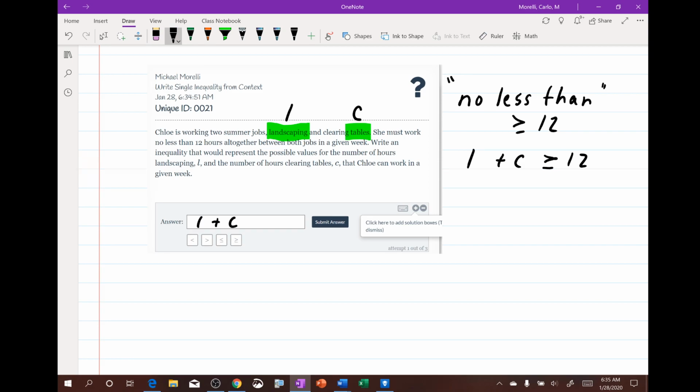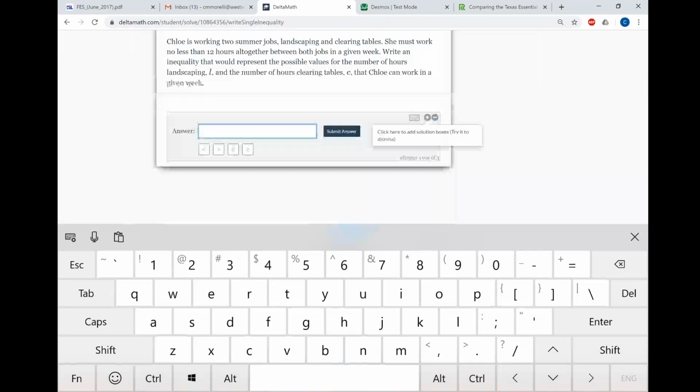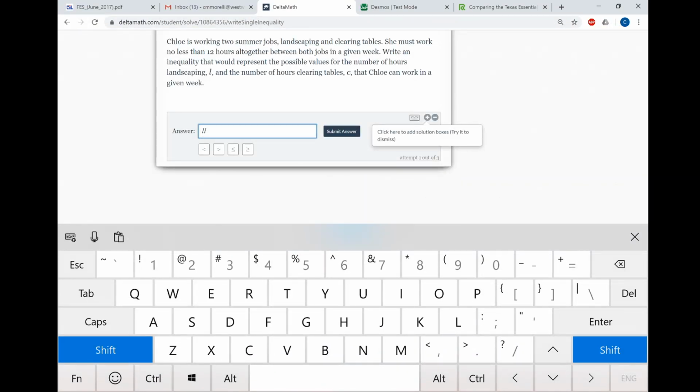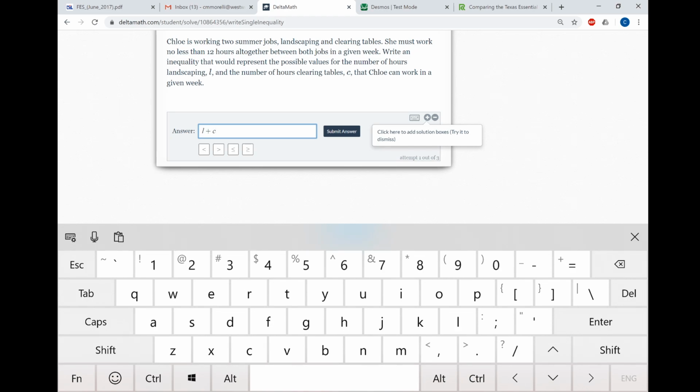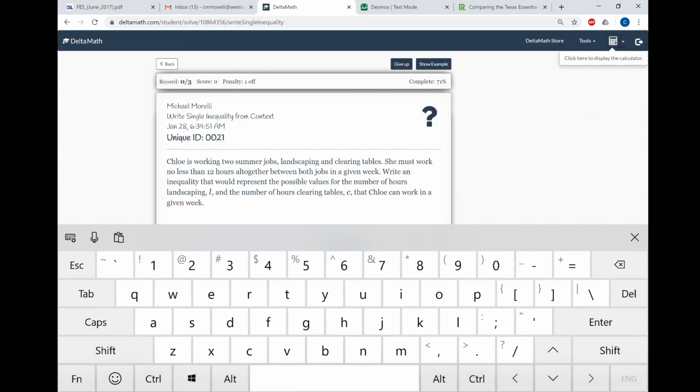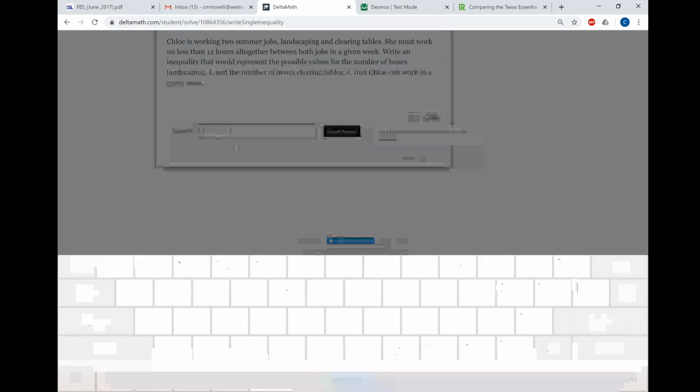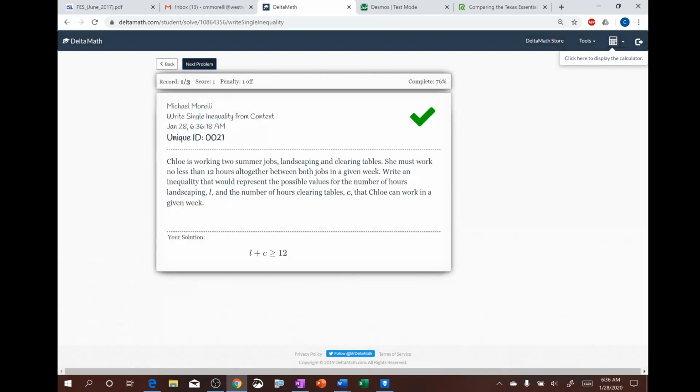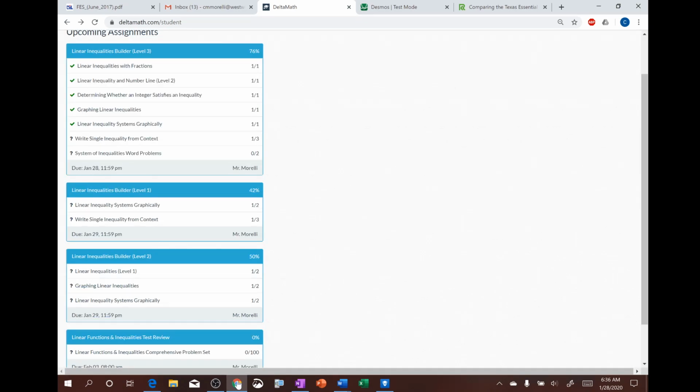L plus C greater than, it's not a 1, it's an L. It's probably not the best letter to choose. Greater than or equal to 12. So we'll go back and put that. L plus C, and then greater than or equal to 12. Okay, submit answer. And that is that one there.